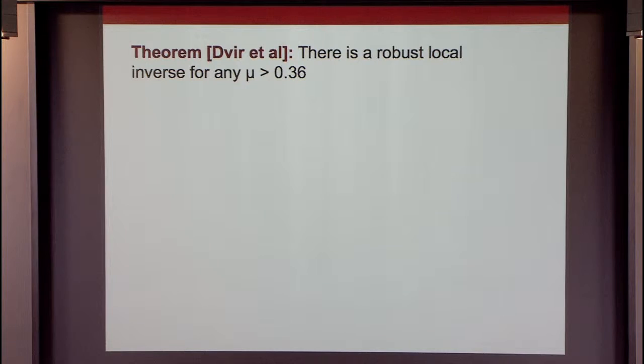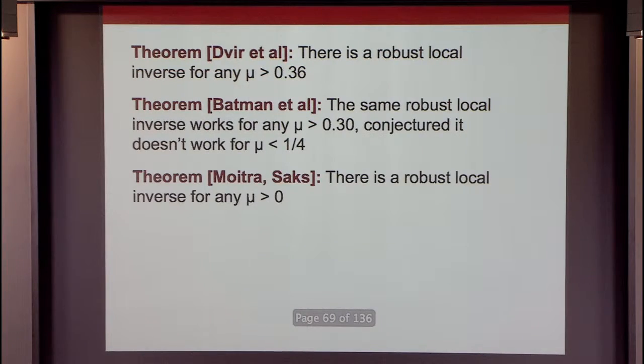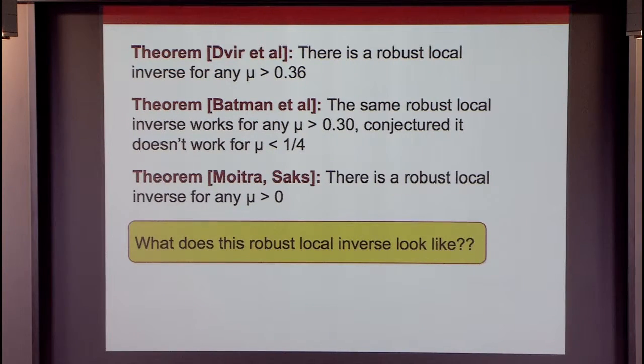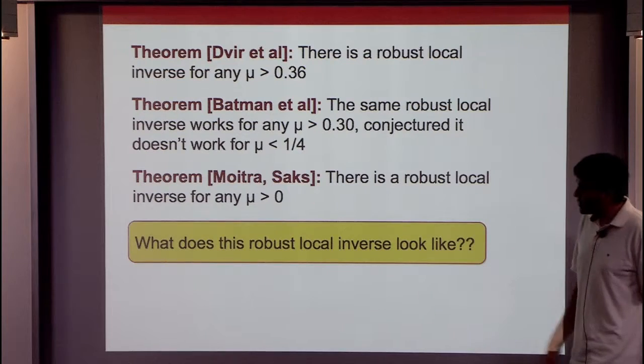Now, actually, two slides, sorry. So the main theorem here is just when there is a good robust local inverse. Dvir et al.'s approach, when they got 36% for population recovery, was just that this matrix has a robust local inverse for any mu greater than 0.36. And that's what all of these things were doing. In fact, they conjectured that the approach didn't work beyond 1/4. But I'm going to show you that actually there is a robust local inverse for any mu. And one of the tricky things to deal with is, what does this robust local inverse look like?